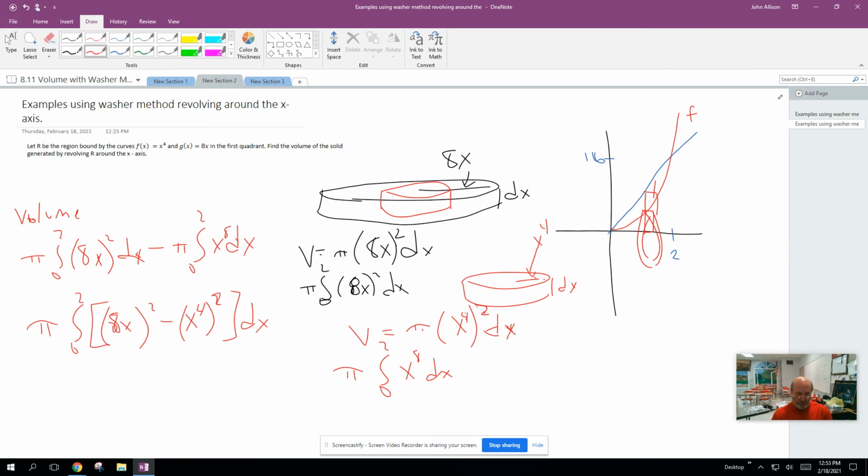Seems a little large, but I get 357.443. And that's units cubed. If you're given units, you have to put units on there. But that's how you do examples where we're revolving using the washer method around the x-axis.